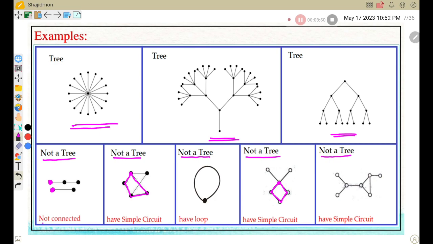Now what about this last graph? It is also not a tree because it has a simple circuit. From here, for example, if you start and go like this, we can reach the same point, correct? So that is not a tree here. These are simple examples of trees. When checking a tree, first check whether it is connected or not, whether simple circuits are coming or not, and whether loops or multiple edges are there. If none are there, it is a tree, correct? It should be connected, with no simple circuit, no loops, and no multiple edges.